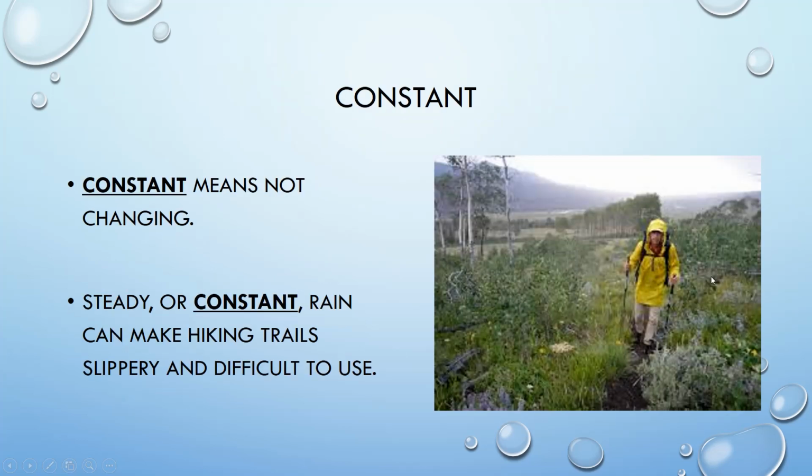The next word is constant. Constant. Good. Constant means not changing. Steady or constant rain can make hiking trails slippery and difficult to use. Here we see these commas again. So I know steady and constant mean the same thing. This man is hiking and it is constant rain.